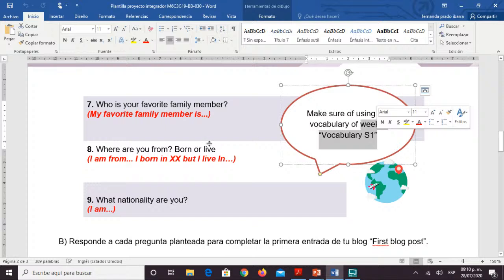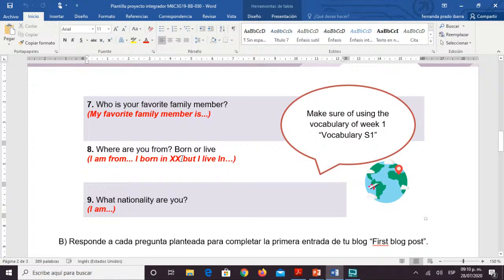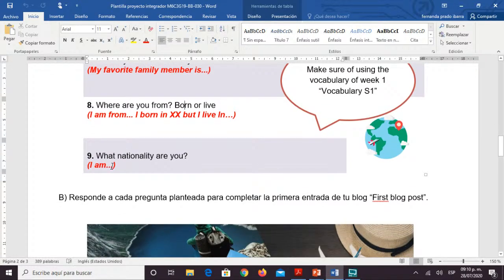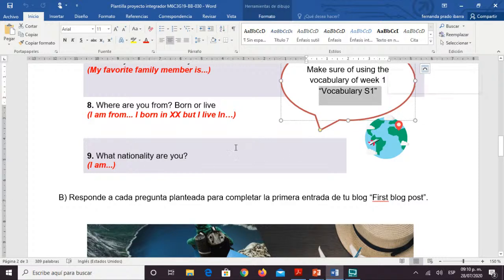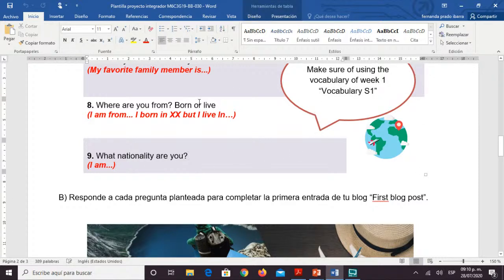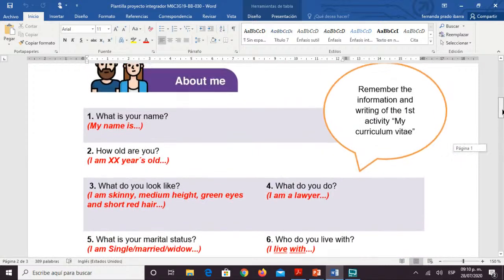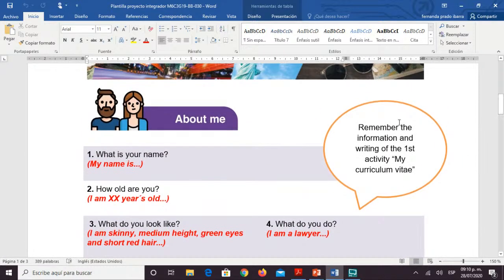Where are you from? Were you born or do you live there? I am from Guadalajara and I was born in Zapopan, okay? Or I was born in Monterrey, but I live in Ciudad de Mexico, for example. What nationality are you? I am Mexican. Remember, the vocabulary is S1. You can find there all the words that are here, and of course we already have this information in our first integration activity of my curriculum vitae, okay?